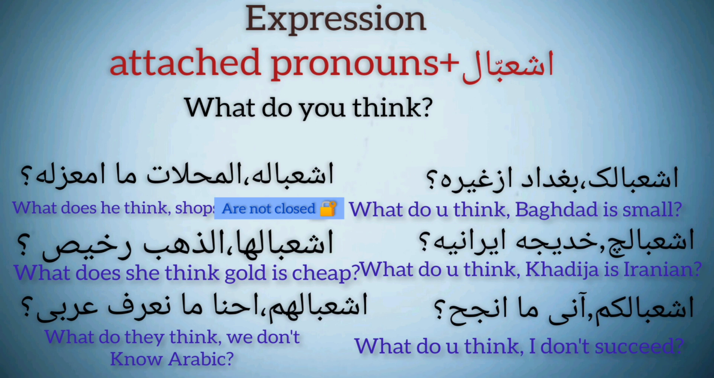And the third one, اشعب بالكم أني ما أنجح. What did you wonder or what else did you expect? I don't succeed. انجح means succeed. I succeed. But ما انجح means I don't succeed. The ما makes the verb negative.